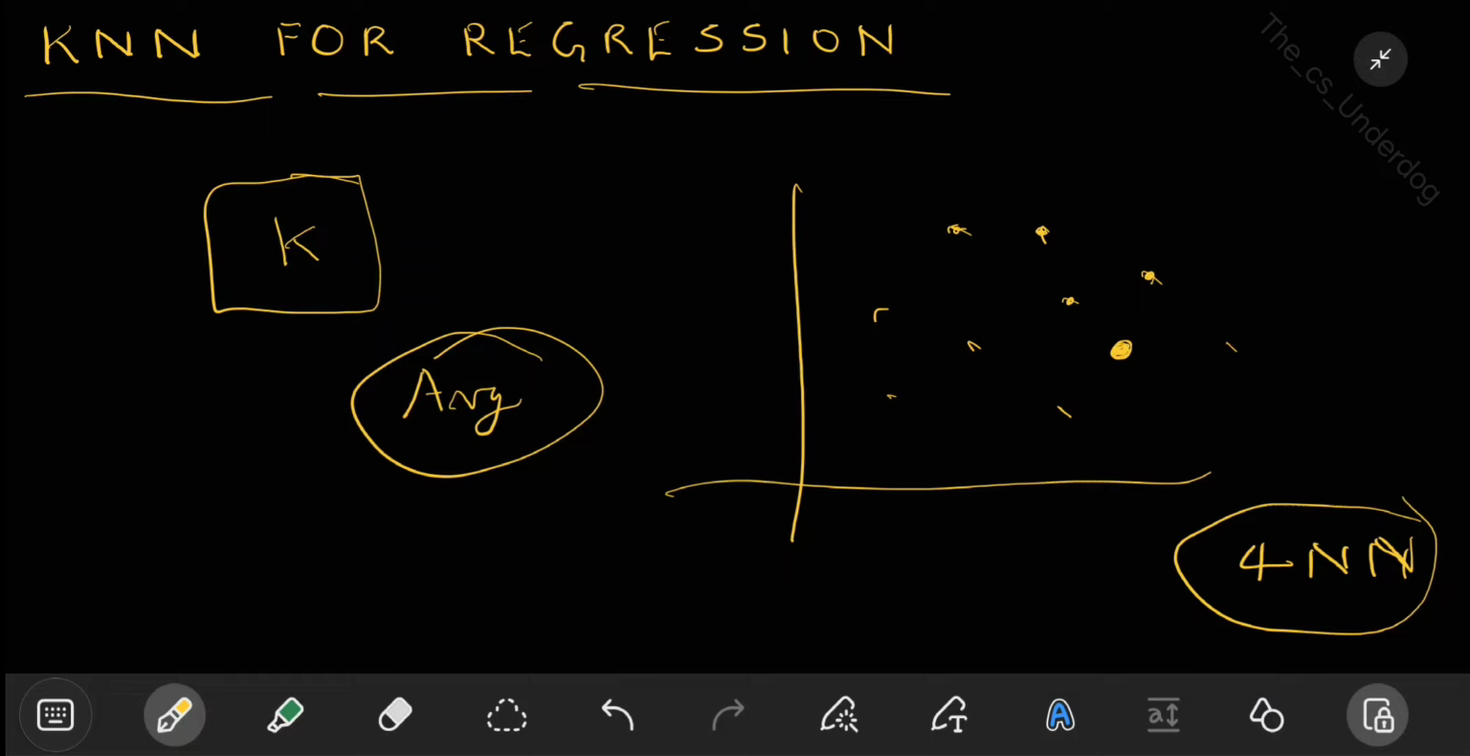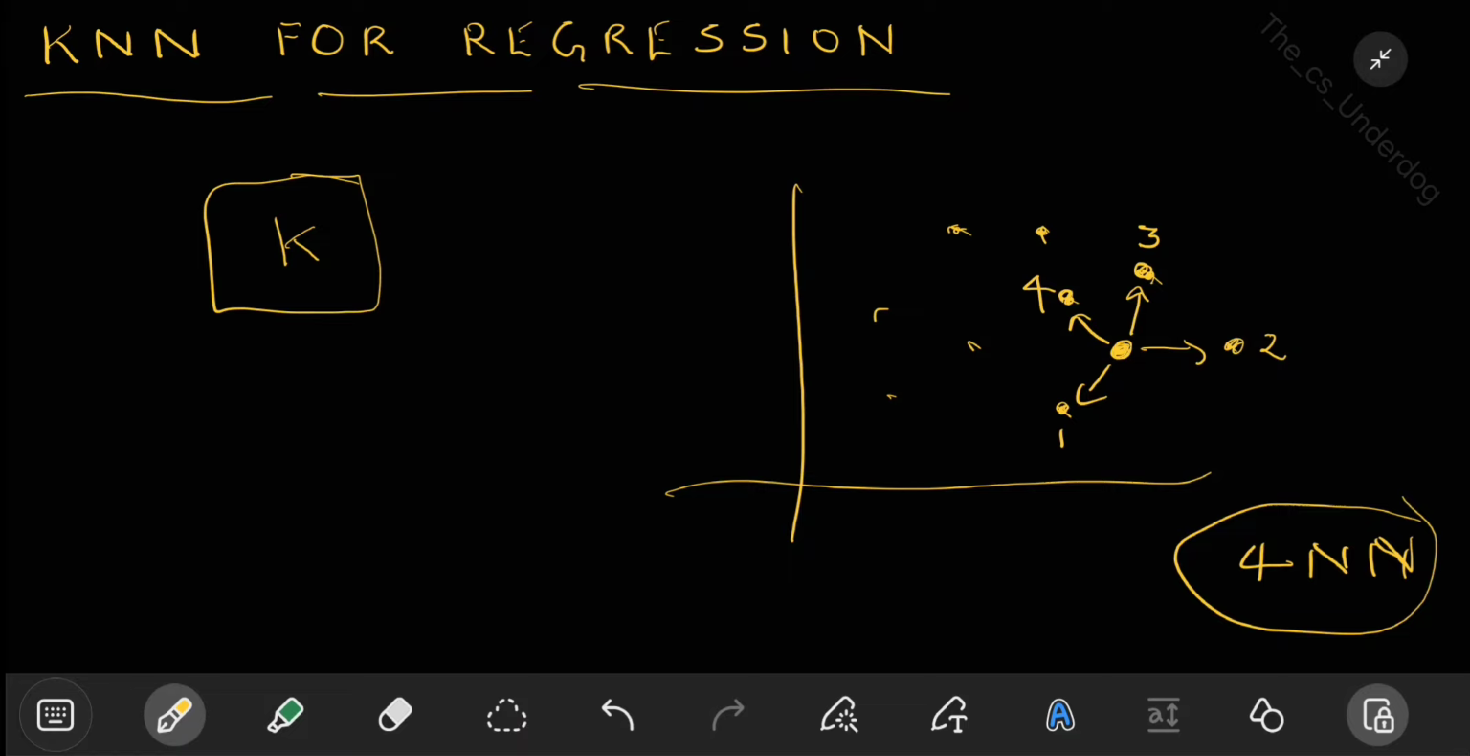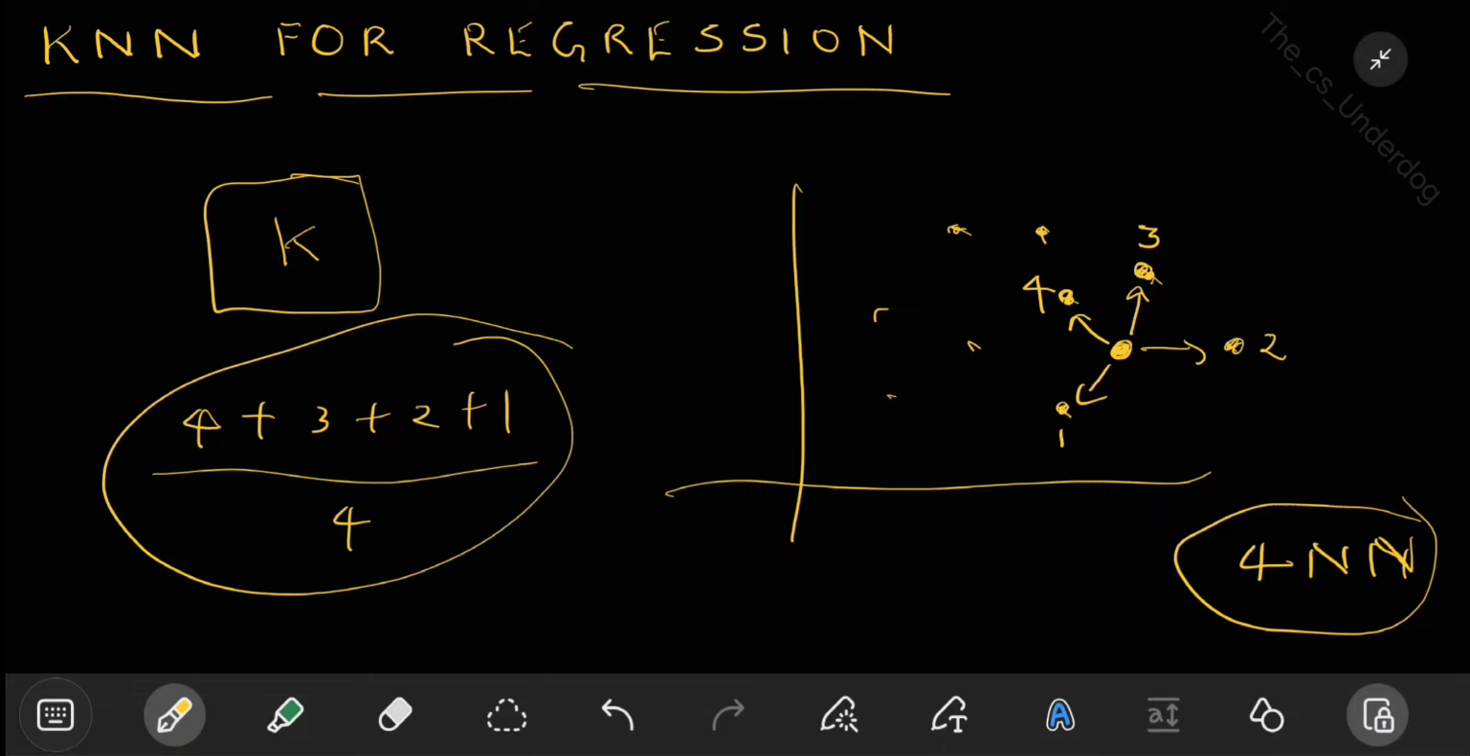Which are the 4 nearest neighbors? One neighbor is here, one is here, one is here, and fourth one is here. So you picked 4 nearest neighbors. These are the 4 nearest neighbors. Next step is to find the value of each of those 4 nearest neighbors. Let us say the value of this is 3, value of this is 2, value of this is 1, and this is 4. Let us say these are the values. What will you do? You will take average of all these 4. That is 4 plus 3 plus 2 plus 1 whole divided by 4. This is how you find the value in case of KNN regression.